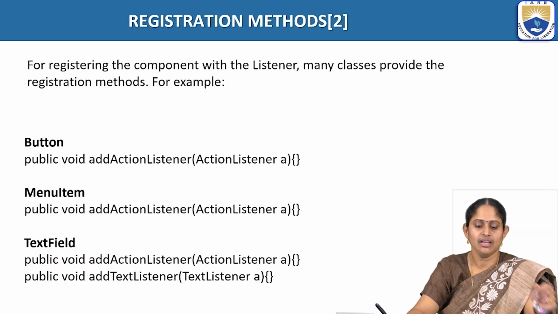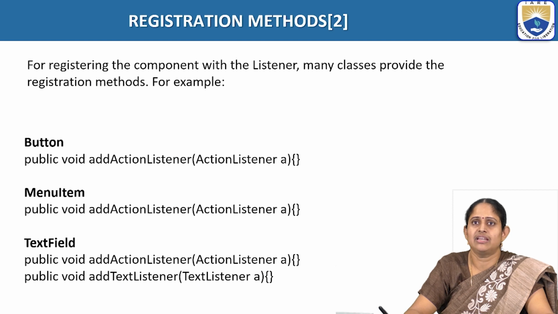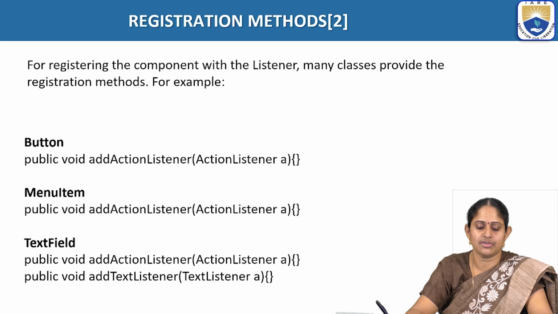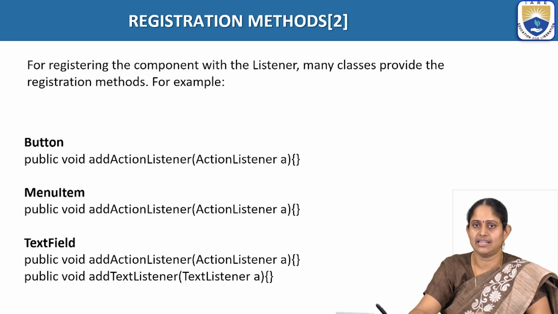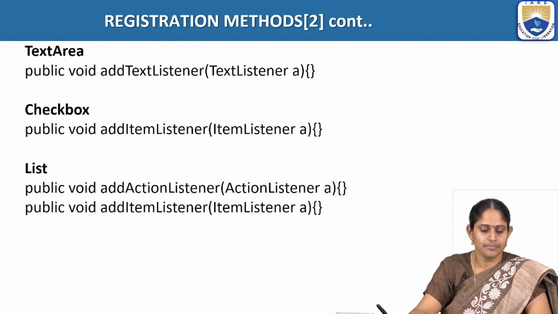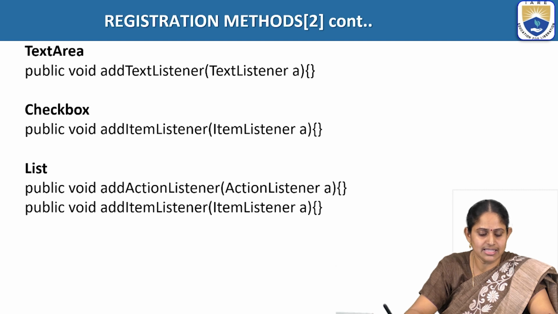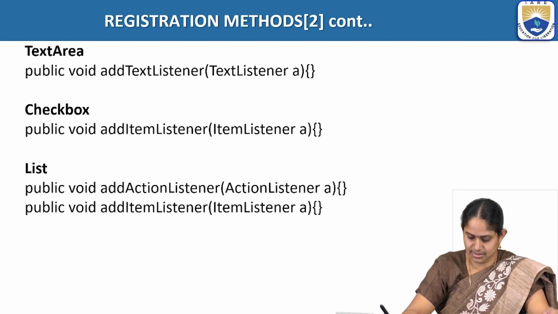Now, these are the various registration methods available within the component for the listener. For registering the component with the listener, these methods can be used. For example, the button and menu item classes use the add action listener method. The text field uses the add action listener and the add text listener methods. The text area and list use the add action listener method. The checkbox uses the add item listener method, and the list also makes use of the add item listener method.